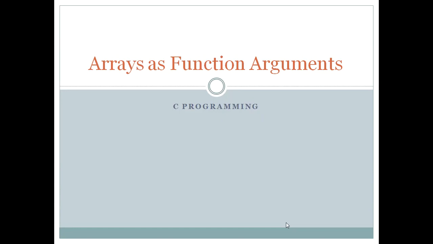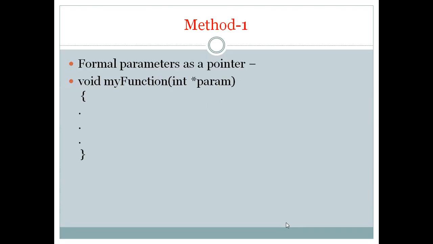the function. Means how we can use arrays as function arguments. So, as you all know, whenever we use a function, that function must have a return type, it must have a name, and it must have some arguments. So in this specific topic, we have three specific methods of doing that.